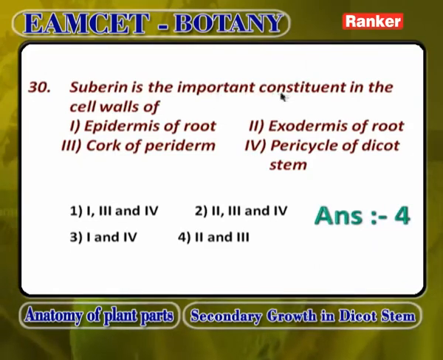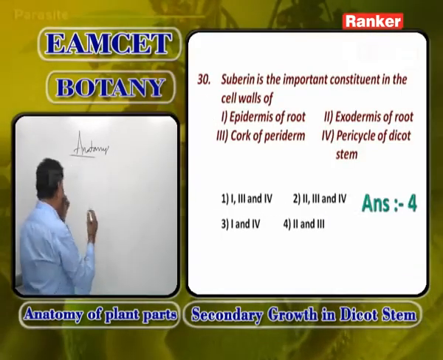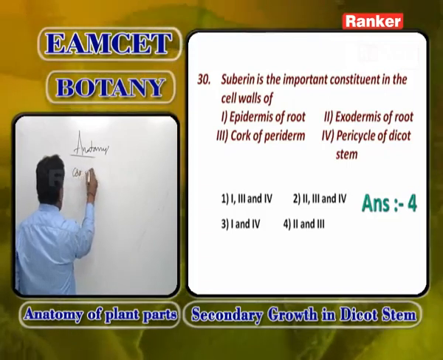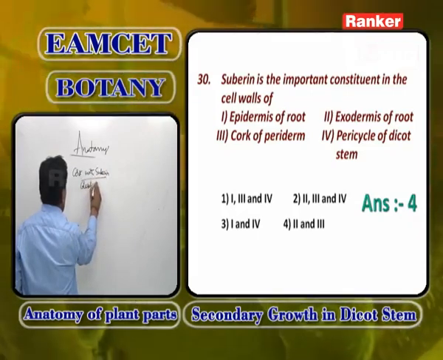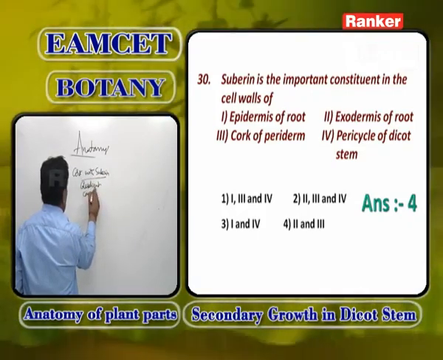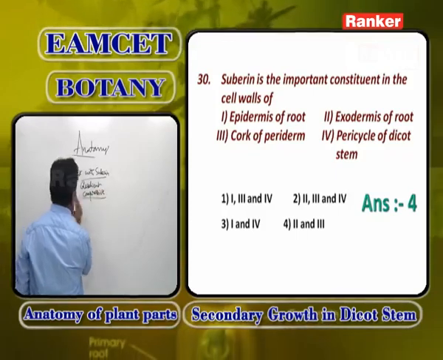Suberin is the important constituent in the cell wall of which one? Suberin is a waxy substance. It is absent in the epidermis of root. It is found in the exodermis of root. It is found in the cork of periderm. Cork deposited with suberin becomes resilient, compressible, very light in weight and has thermo-insulating properties.